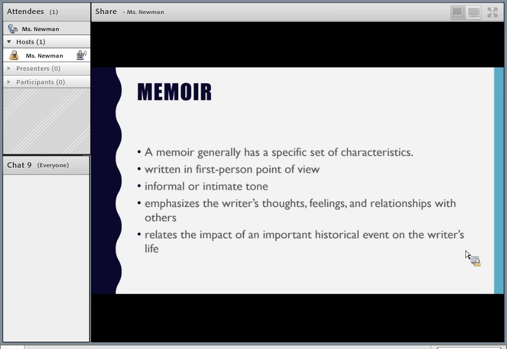A memoir generally has a specific set of characteristics. It's written in first person point of view, using the word I, I experienced this. It can be informal or an intimate tone, more personal, and it emphasizes the writer's thoughts, feelings, and relationships with others. So not just what happened, but the whole context. How did it make you feel? What happened? It relates the impact of an important historical event on the writer's life. So again, we want to point out here, it's not just talking about the historical event in your life. You're talking about the impact of that. What happened? How did it affect you? How did it affect others? How did it change you?